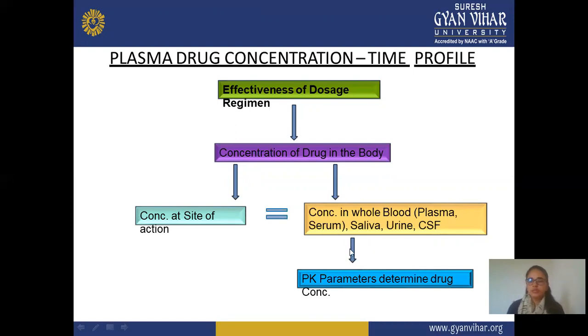So the effect mainly depends on how much drug is present at the required site, or therapeutic site. This is further divided into overall blood and whole blood, including all body parts, and concentration at a specific site. If your drug is present in whole blood, then the PK parameter will measure the drug concentration, how much remaining drug is present in whole blood or other sites. So you compare how much is present in whole blood with how much is available for that particular site of action. So this is the plasma drug concentration time profile.